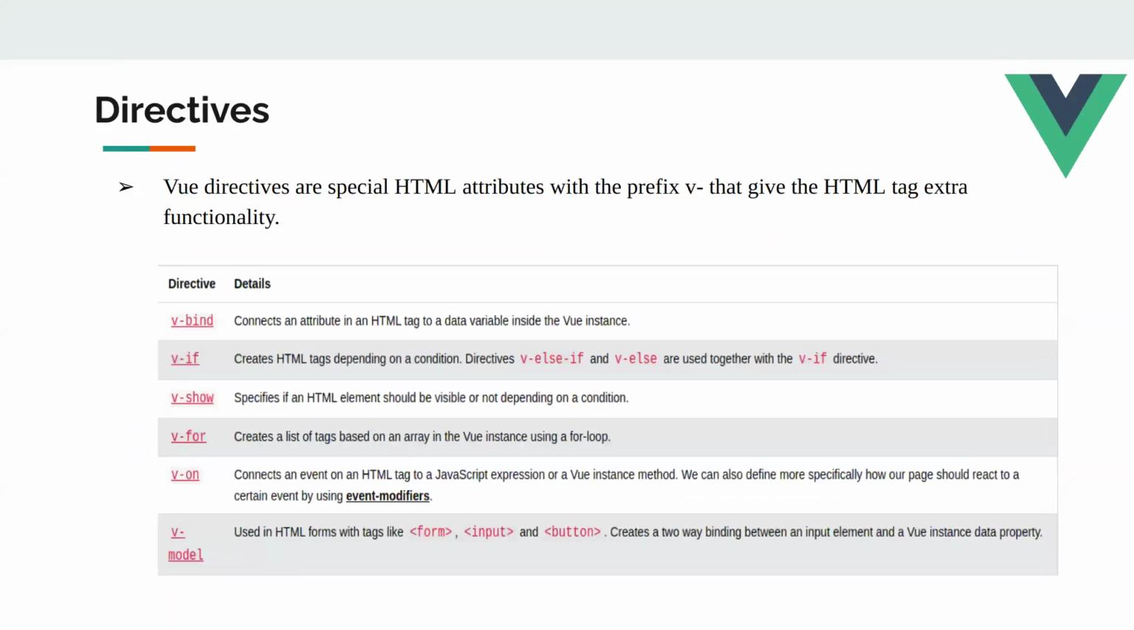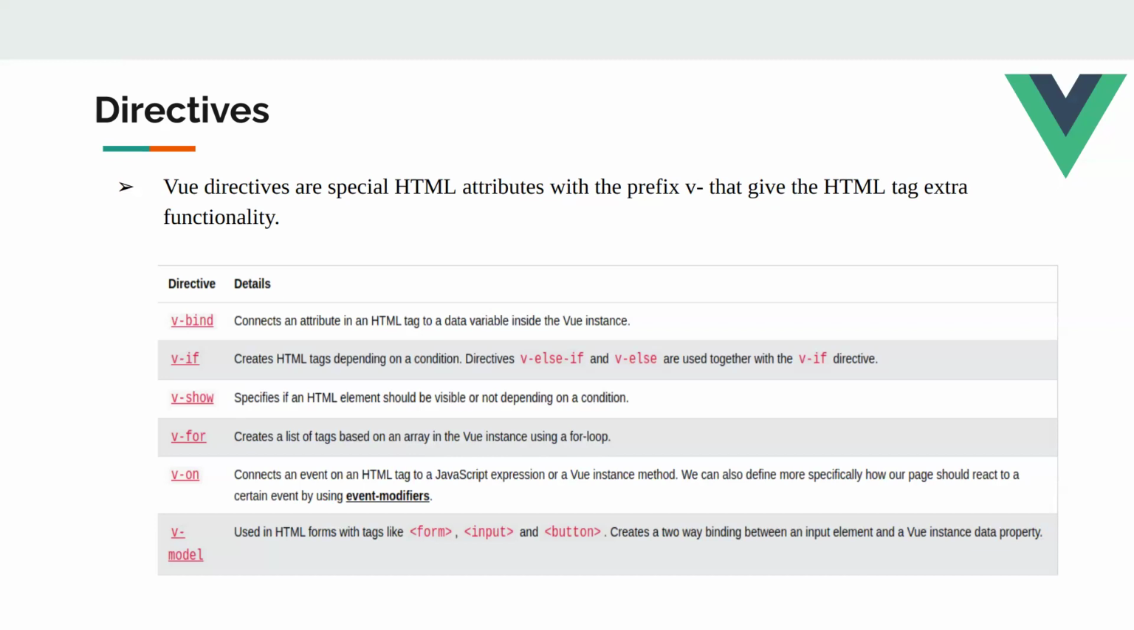And the second one is directives. I already mentioned on the previous slide what Vue directives are. Vue directives are HTML attributes with a v- prefix that give a HTML tag extra functionality. With Vue directives, we can connect to the Vue instance to create our dynamic and reactive user interface. For example, I will list out some of the directives here.